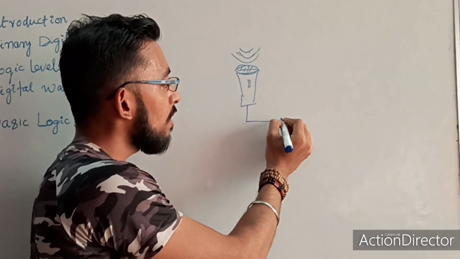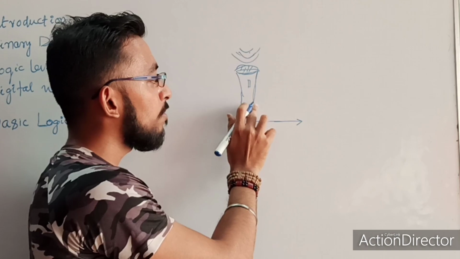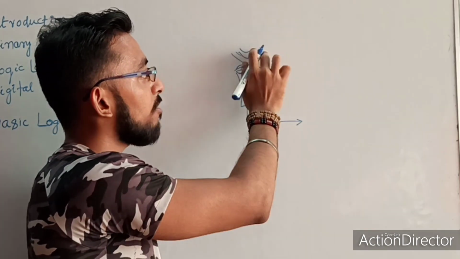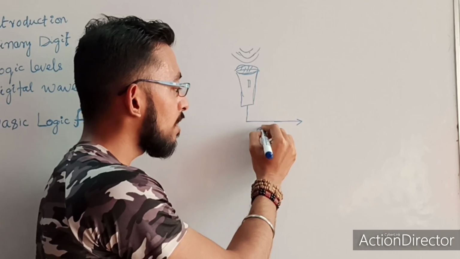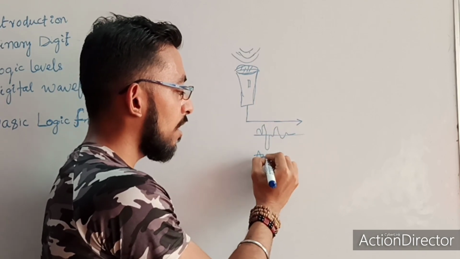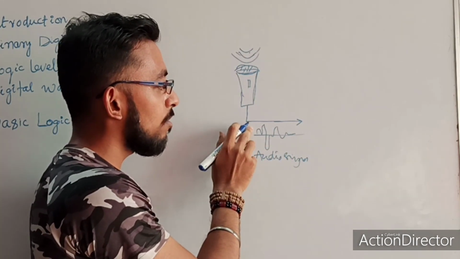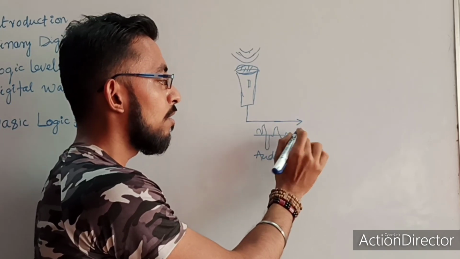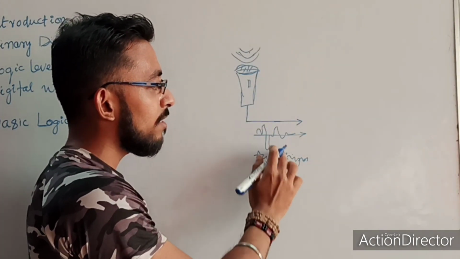Then what is it doing? The microphone is a transducer, if you remember, which will convert my acoustic wave into an electrical signal. So it will convert it into a signal like this. This is called the audio signal. It has some amplitude, which means it is a voltage. Audio signal is voltage with respect to time.